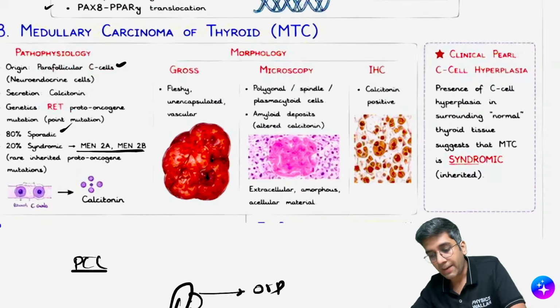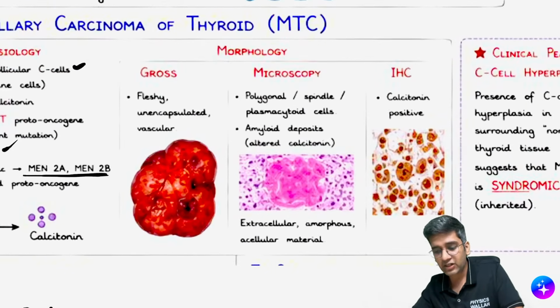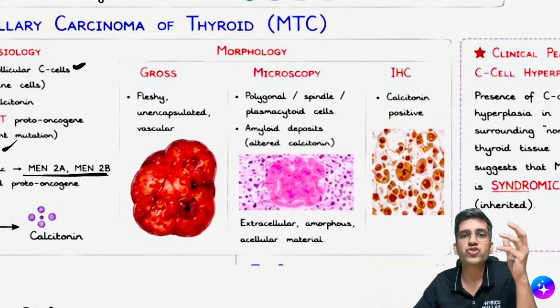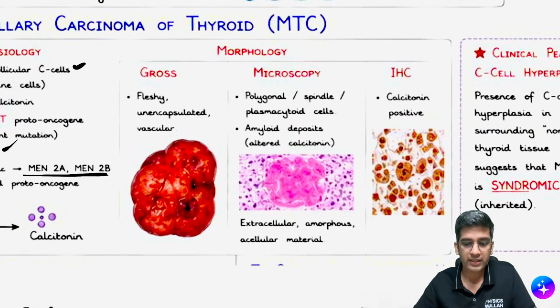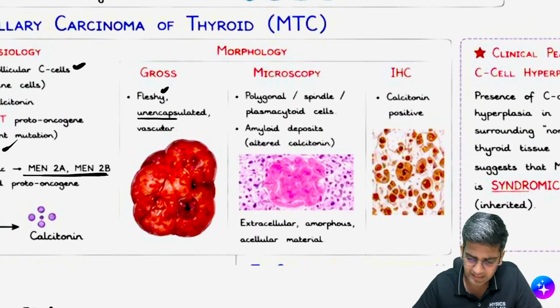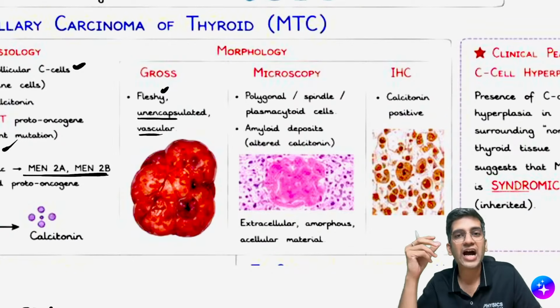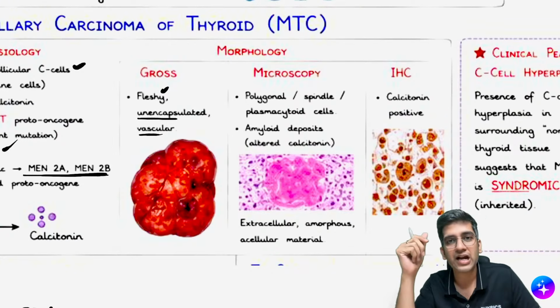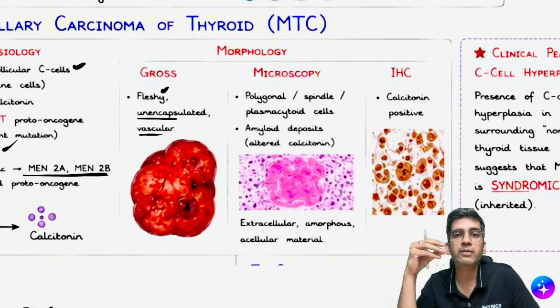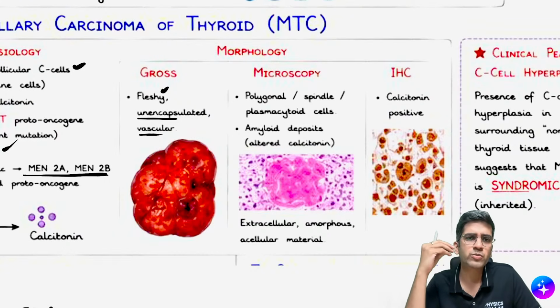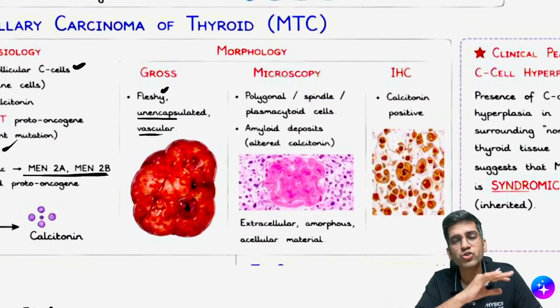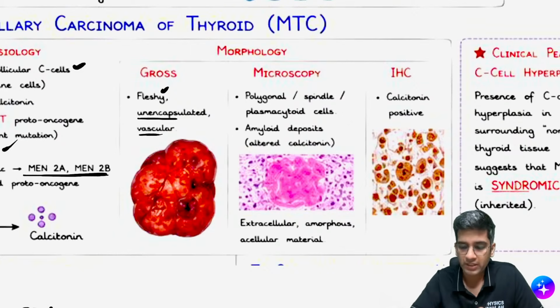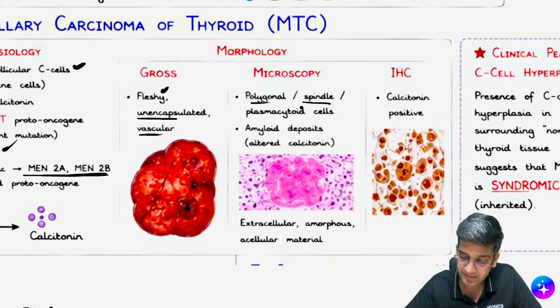Fine. Okay. Medulla. The term medulla itself is simple. Medulla means soft. Cortex is bone, medulla, right? So they are more fleshy tumors, unencapsulated and vascular lesions. They're not hard. We always say cancers are hard or firm, right? They are not firm. They're more fleshy. They are unencapsulated tumors, more vascular tumors. Microscopy has multiple different morphologies. It can be polygonal, spindle cell, plasmacytoid, but the most important thing is amyloid.